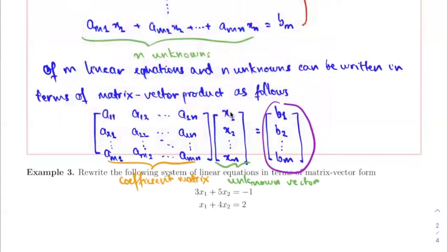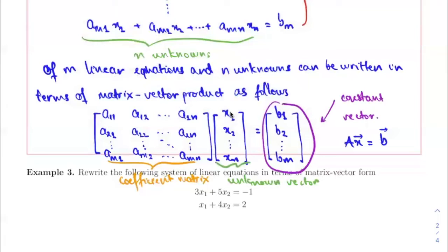And the vector on the right is called the constant vector. Later on, we will use this kind of setup. In the matrix vector form, you can write A acting on X, or A times vector X, equal to a vector B. You can find the unknowns very easily by finding the inverse of the matrix and multiplying the inverse on both sides of the equation.